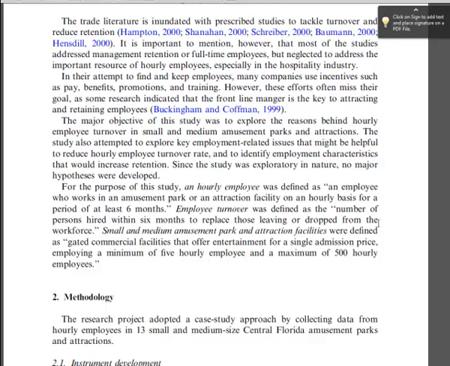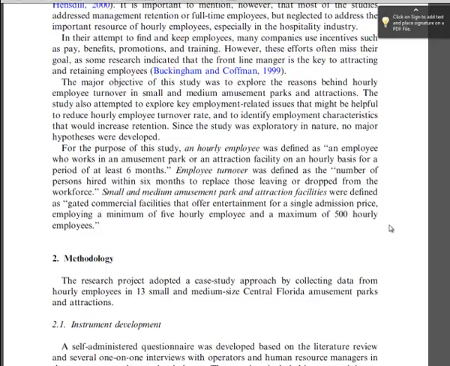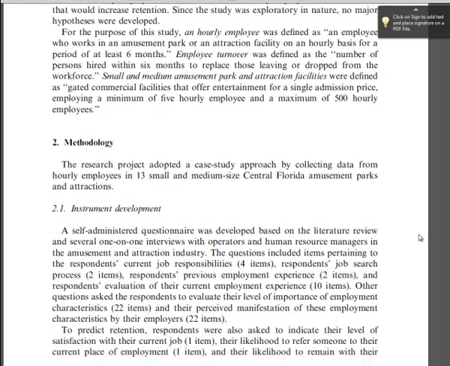Now the last paragraph is also important because he talks about his operational definitions of terms. So what does he mean by an hourly employee? What does he mean by employee turnover? What does he mean by small and medium amusement park and attraction facilities? So that last paragraph is really important because he operationally defines many of the terms that he's going to be using in this study. So let's move on to the methodology.